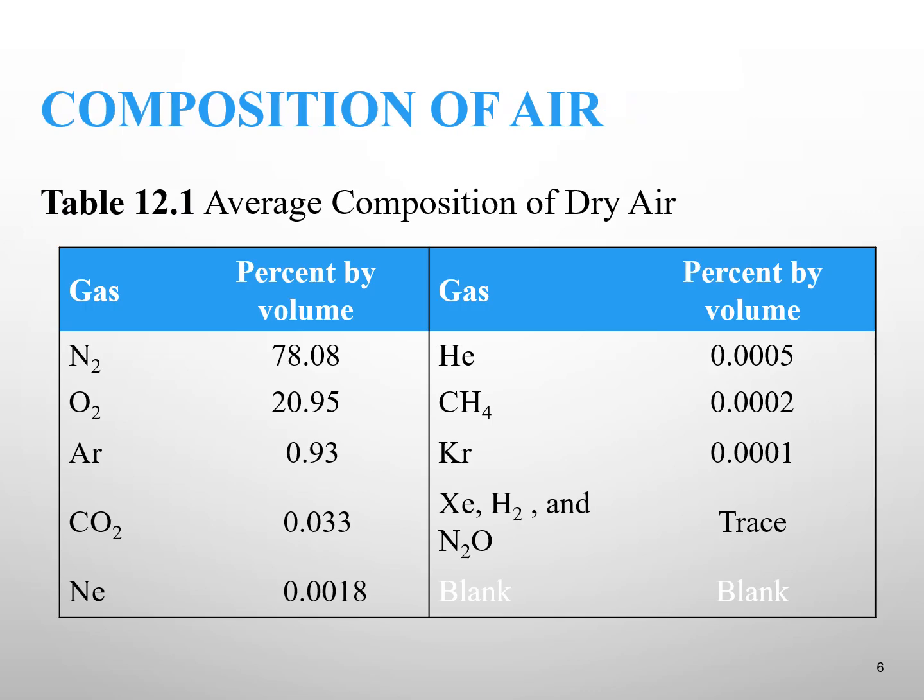Now here's the composition of all the air in our atmosphere. By percentage, the highest percentage we have is nitrogen gas at 78%. Oxygen gas is around 21%. Then we have argon around 1%, and then we have small amounts of carbon dioxide, neon, helium, methane, krypton, xenon, hydrogen gas, and N2O. These are all traces.